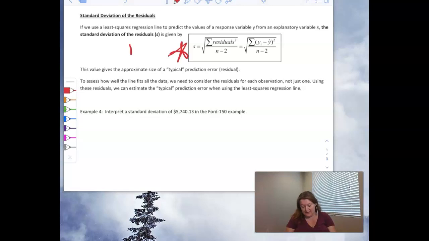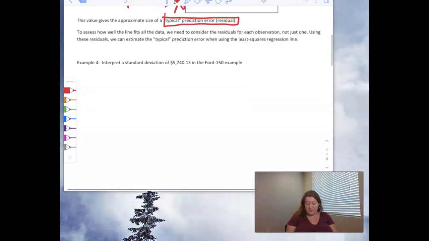Doesn't this look a little bit like standard deviation when it was one variable? And it should, right? It's very similar to that idea, except it's two variables. So that's why it's n minus 2 on the bottom now. And what S is, it is the typical value that we would be off by when we use the least square regression line to estimate something for somebody based on the scatter plot. So it is the typical prediction error of our residuals, okay?